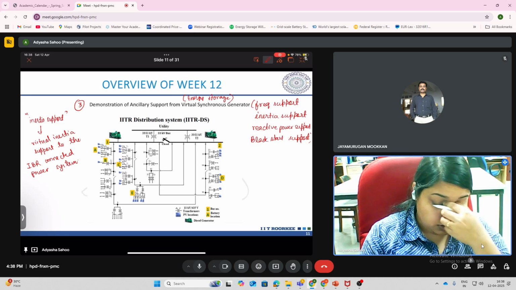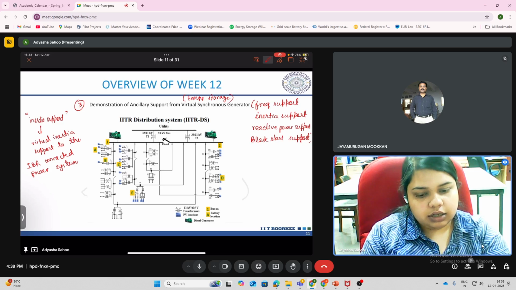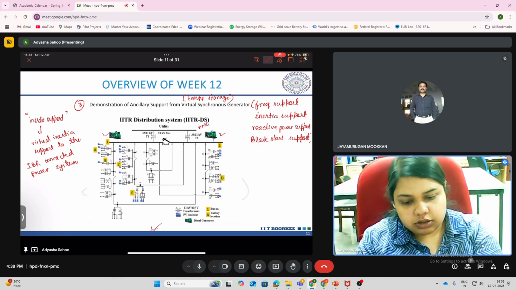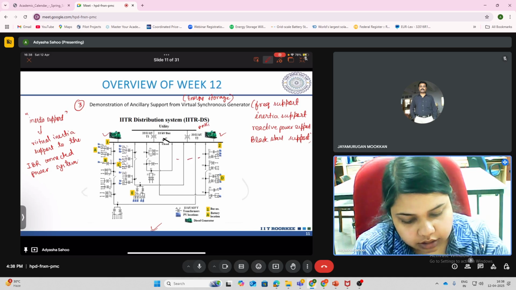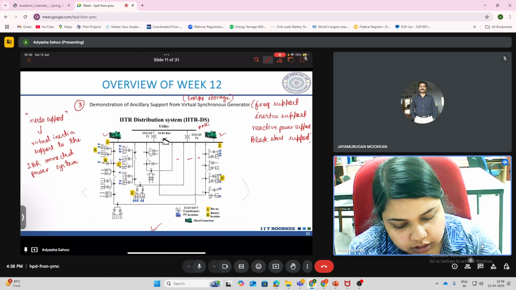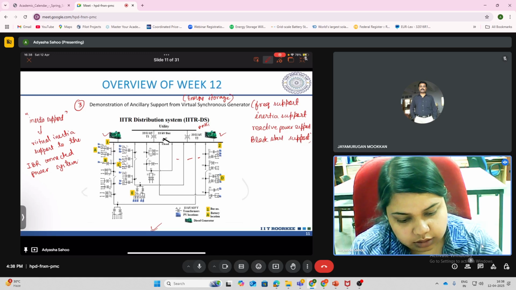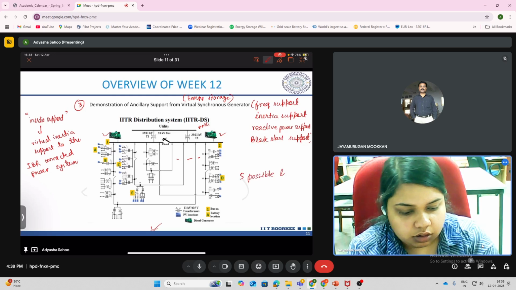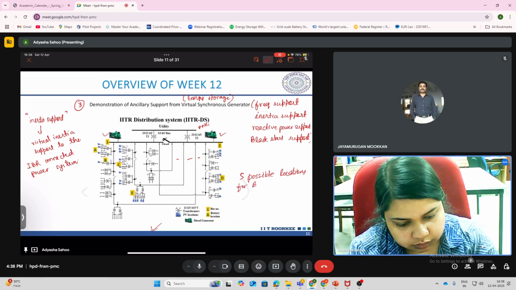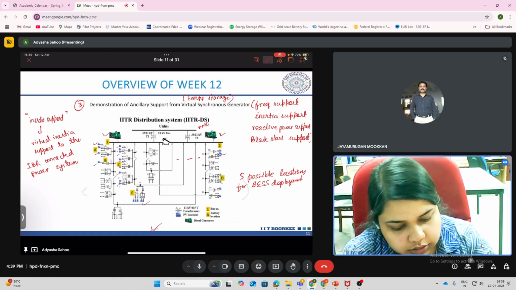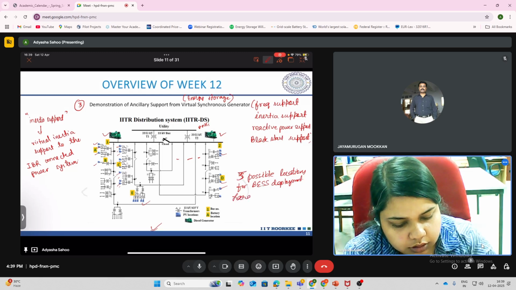So to see the performance of this VSG, we basically take the IIT Roorkee distribution system. So you can see the single line diagram here. So this is the grid, the utility. Then we have two diesel generators connected here. There are various feeders connected at various locations, and these are the transformers that are connected. And apart from that, we have possible battery locations. So you can see A, B, C, D, E, five possible locations for battery deployment. Apart from that, you can see a large amount of PV penetration throughout the system.